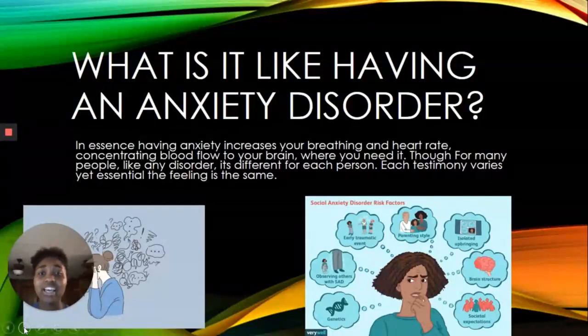In essence, having anxiety increases your breathing and heart rate, and it concentrates blood flow to your brain, which is where you need it. So for many people, like any disorder, again, it's different for each person. Each testimony varies, yet essentially the feeling is the same.